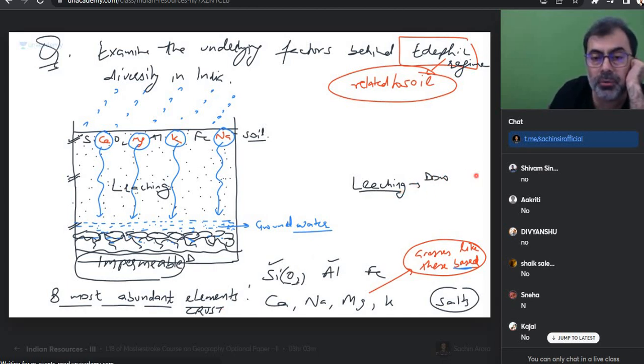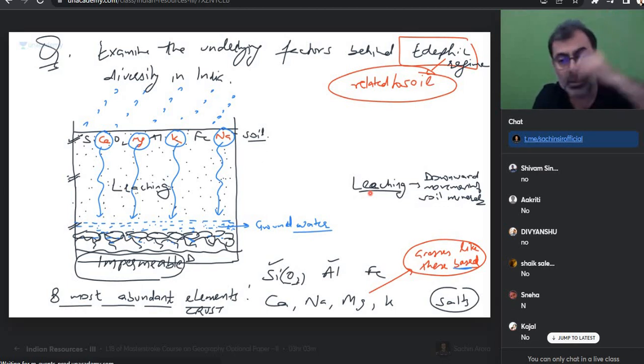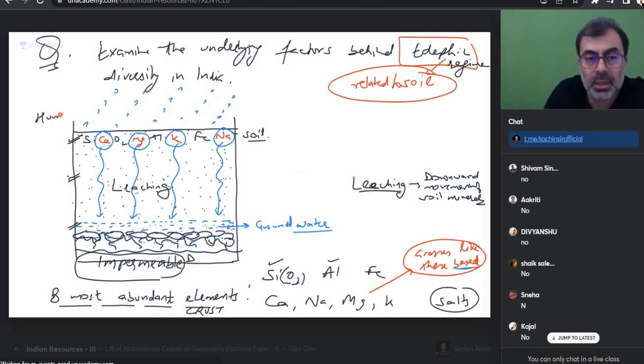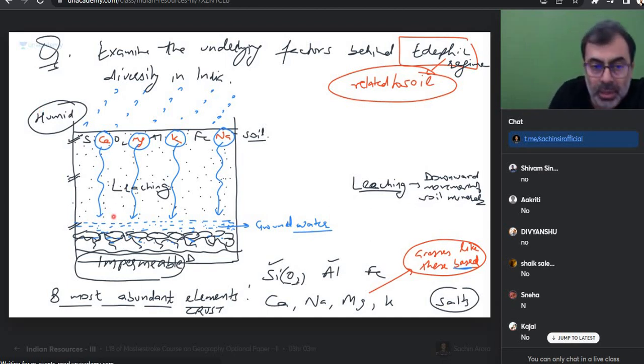Downward movement of soil minerals. Is everyone okay? Leaching. Many a times you hear the word leaching. What is happening? Where will it happen? In areas which are humid. Humid areas, the water will take it down. Get that? So where will calcium, magnesium, sodium reach?